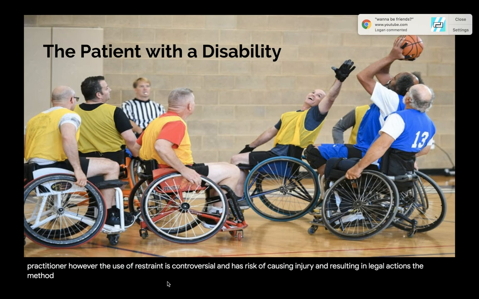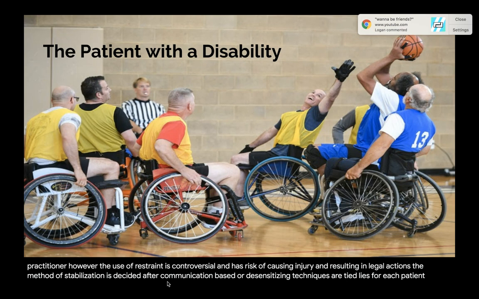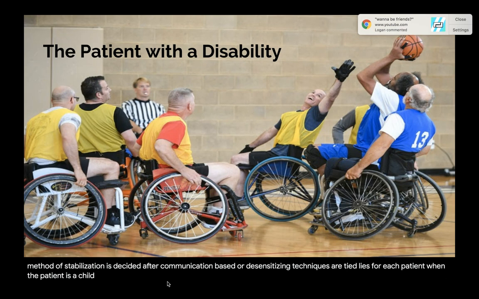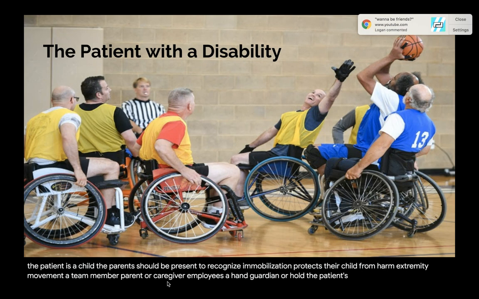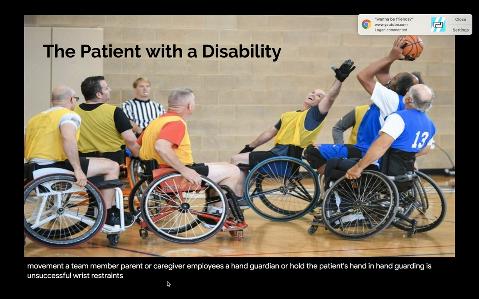The method of stabilization is decided after communication-based or desensitizing techniques are tried and is individualized for each patient. When the patient is a child, the parent should be present to recognize immobilization protects their child from harm. Extremity movement. A team member, parent, or caregiver employs hand guarding or holds the patient's hand. If hand guarding is unsuccessful, wrist restraints may be used, seat belts, Velcro straps, body enclosure.